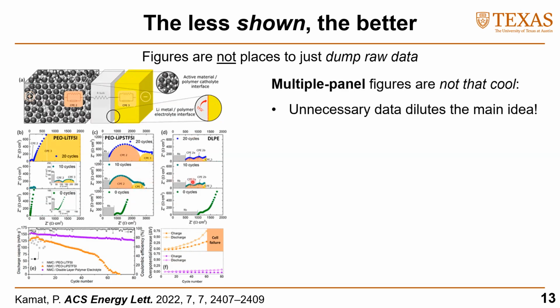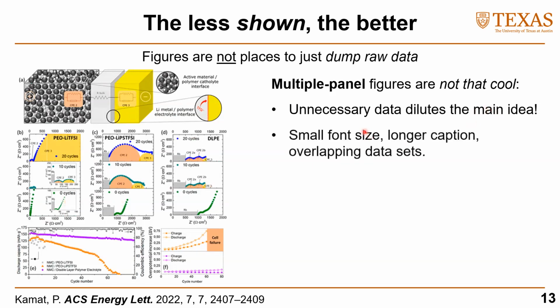So in general, avoid multiple panel figures unless you definitely need to do it. Because, by having unnecessary data, you're diluting the main idea. So for instance, these insets here, I don't know what they are explaining. So maybe by having these insets here, or by having certain plots, I'm not getting anything useful from them. So avoid that. Avoid including figures that are just diluting the main idea.